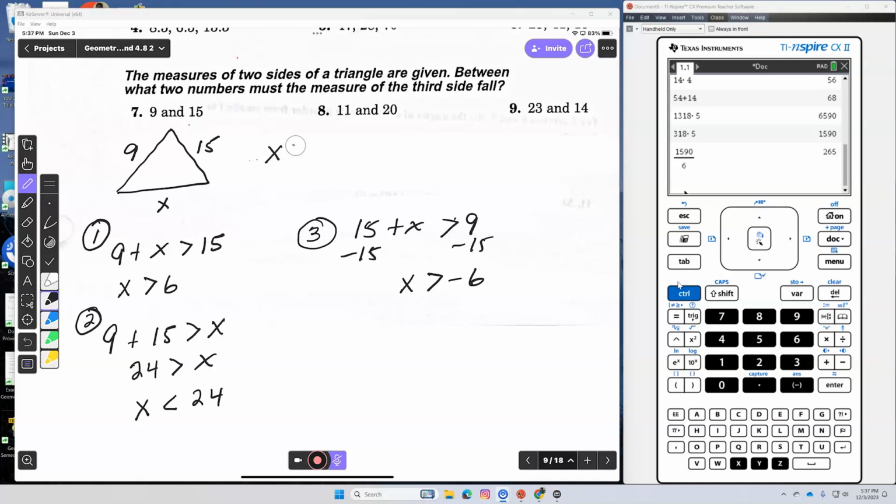So if you wanted to know the range, x has to be greater than 6, and x has to be less than 24. You can also write it like this: x would have to be less than 24 and also greater than 6. So the range would have to be between 6 and 24.